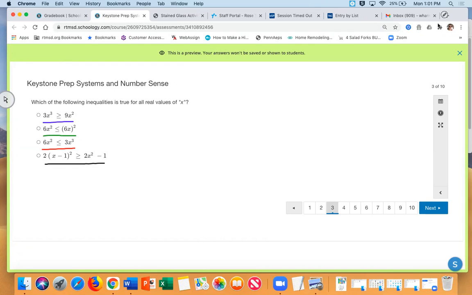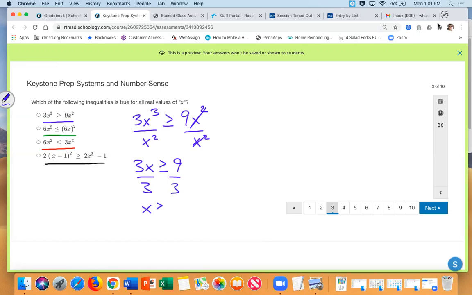So here, what I'm going to do is use algebra to solve these. The first one says 3x cubed is greater than or equal to 9x squared. Ready, Marcus? Not doing this for my health. I lied, I am doing it for my health. But I'm doing this for you. I can divide each side by x squared, right? That cancels with that. X cubed over x squared is x. So if 3x is greater than or equal to 9, divide by 3. X is greater than or equal to 3.